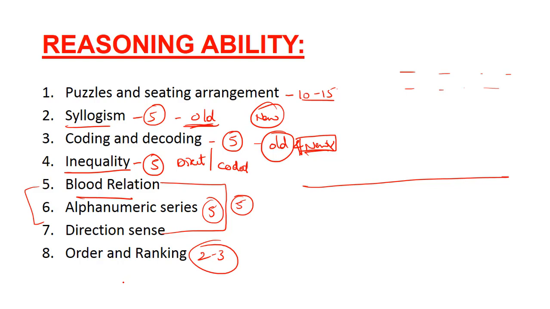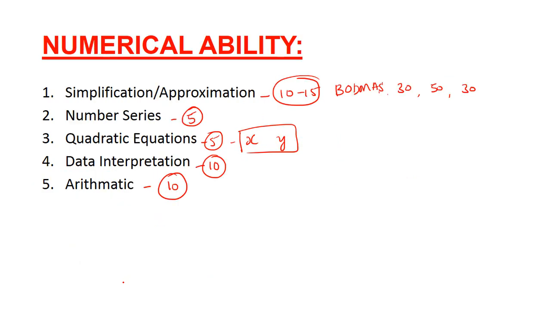Alright. Now I'll tell you how to choose the questions. Okay. In numerical ability, first choose simplification, then number series, then quadratic equations, then go for data interpretation. You have to go in this order only. If time permits, go for arithmetic based questions. Otherwise, don't try it out.